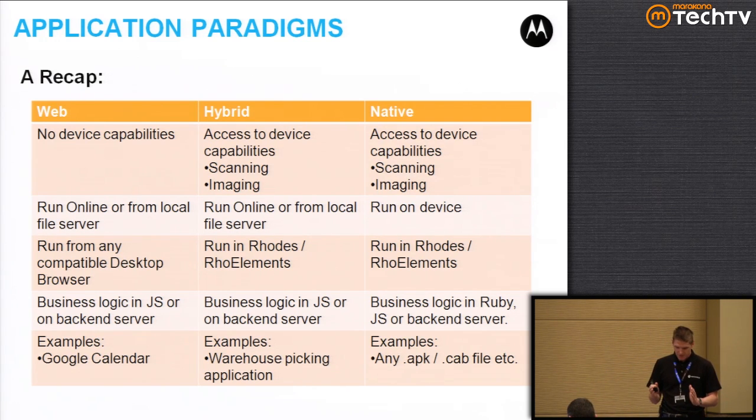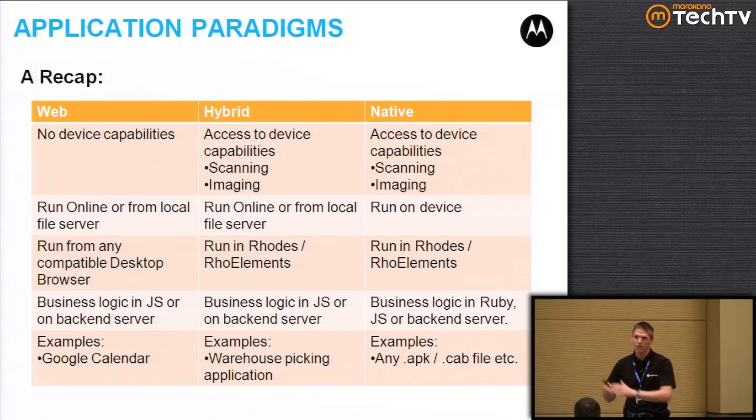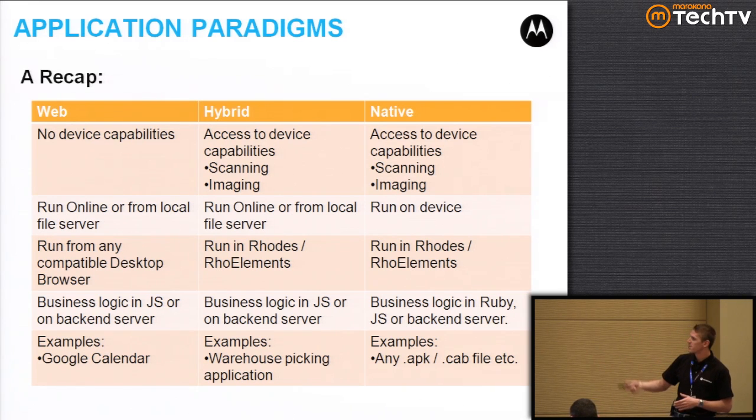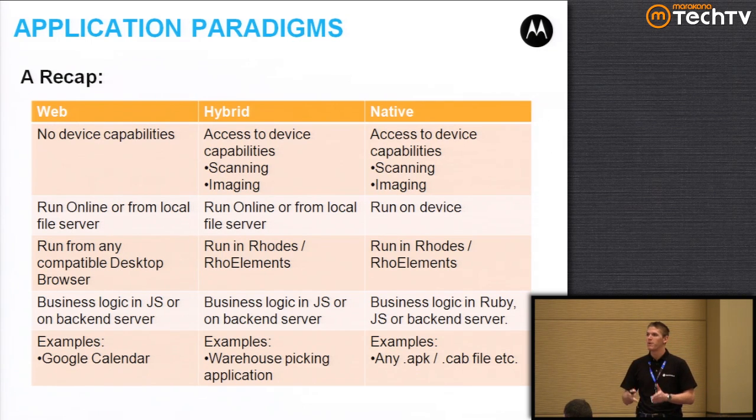And then hybrid is somewhere in the middle. So you've got your web app, but you are again using some of the barcode scanner or the imager or the card reader on the device, but you're not necessarily a full native app, an APK. You're still getting your files from a web server, be it on the device or a remote web server via HTTP.